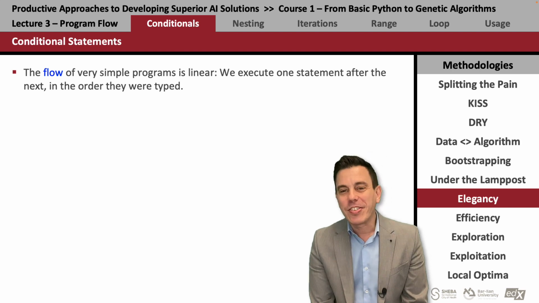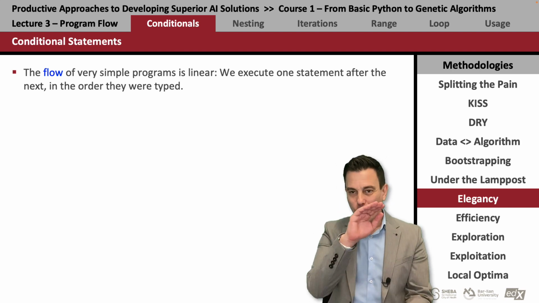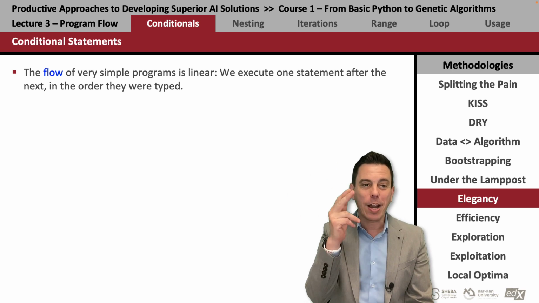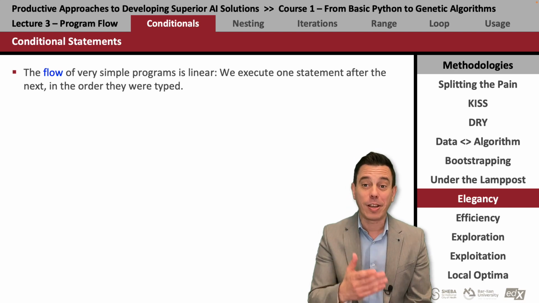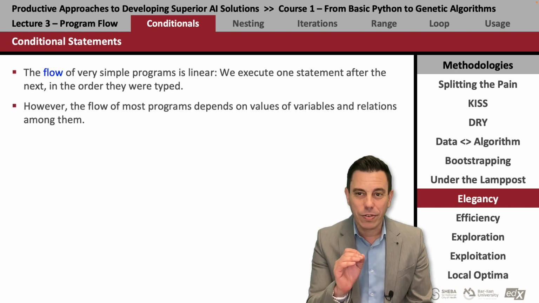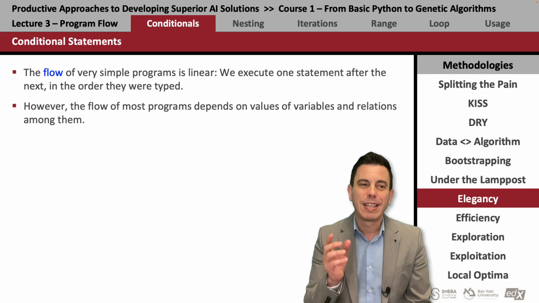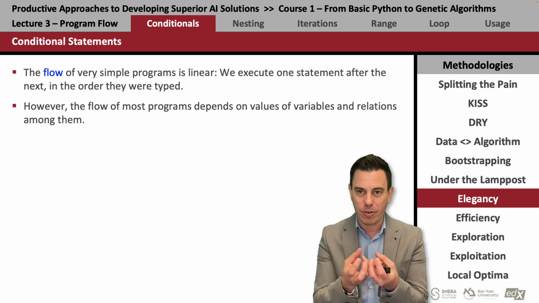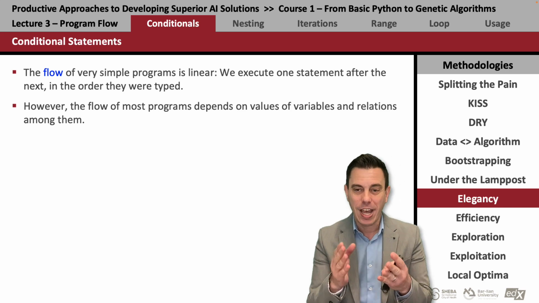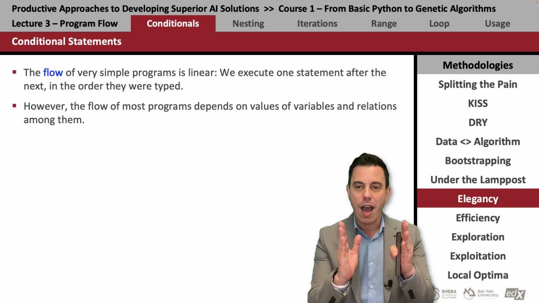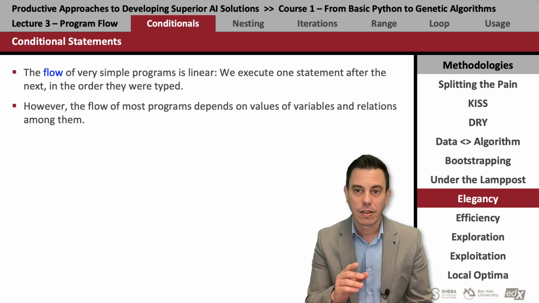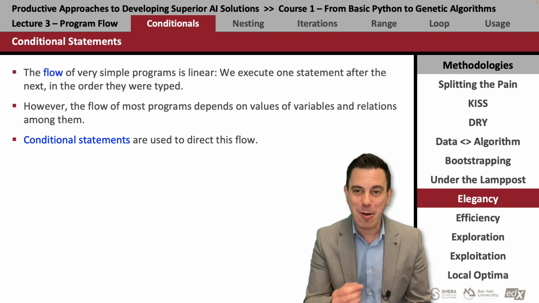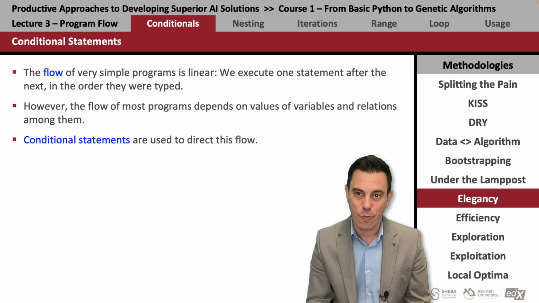So the flow of a very simple program is of course linear. We've written a few lines of code and they will be executed one after another in the order they were typed. However, the flow of most programs depends on the values of variables and relations among them. We will have variables and we will have values, of course, and they will help us determine how the program flows. For that, we need conditional statements. They help us direct this flow.